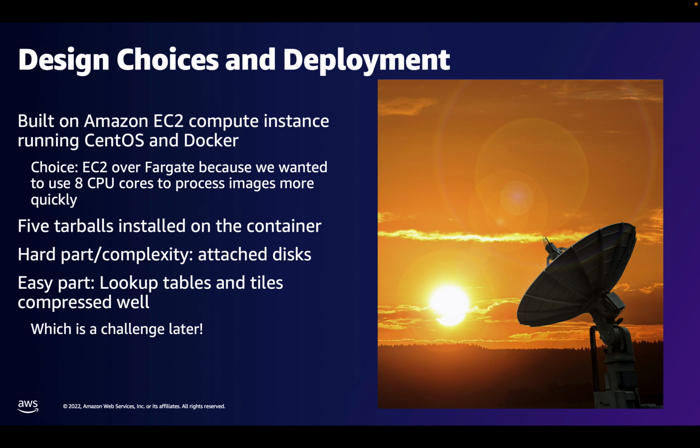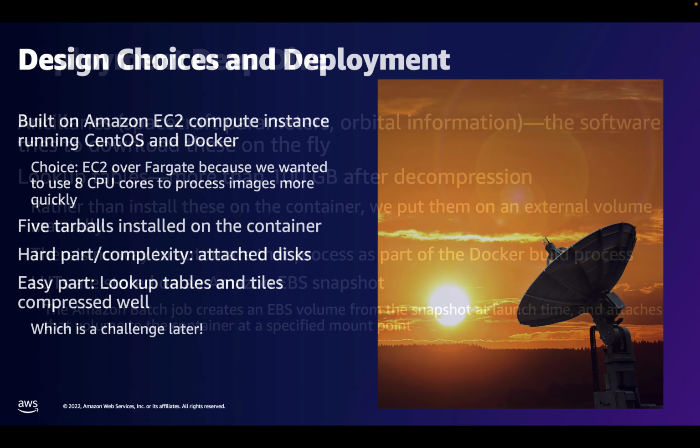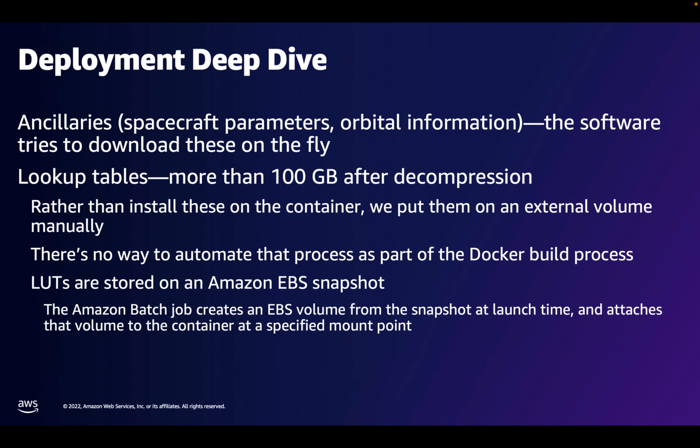The good thing is lookup tables and tiles compress really well, but that creates some other challenges that we'll talk about in a minute. The ancillaries, the spacecraft parameters, orbital information, and software are downloaded on the fly. The lookup tables, though, are more than 100 gigs after decompression. So that's another thing that limits how we would deploy this in this workshop setting. But in production, you have other storage choices.